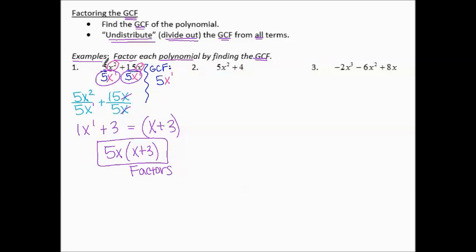Let's look at another example. If we look at example 3, I have negative 2x to the third minus 6x squared plus 8x. So I want to go ahead and ask myself, what is my GCF? I'm going to leave some space and go ahead and write down here my GCF. And I want to look at what number I can divide all of these numbers by. And I see that number is negative 2. I can divide negative 2 by negative 2, negative 6 by negative 2, and 8 by negative 2.